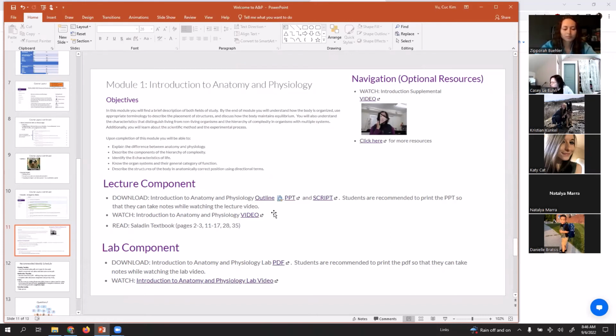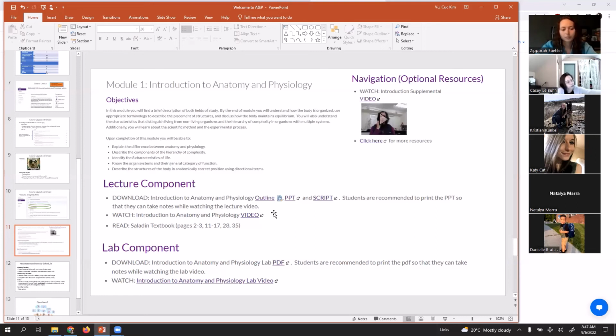So everything we need would be on this page, necessarily, right? Each module, yeah. Yep. Everything you need is already there.